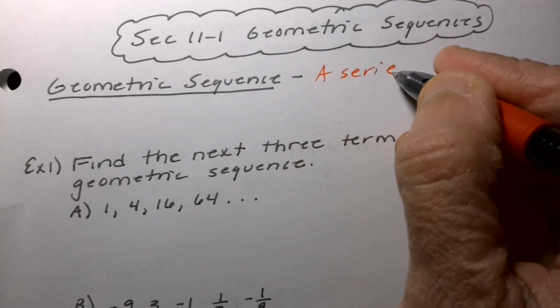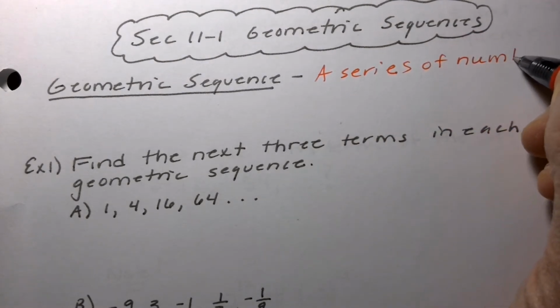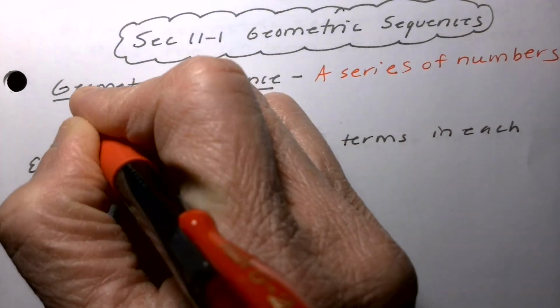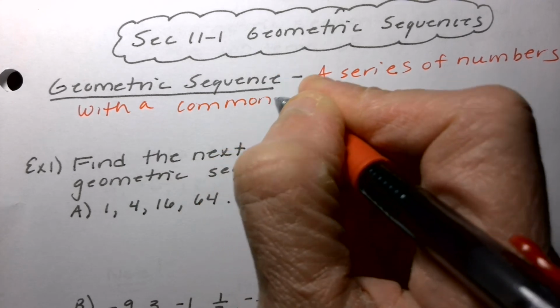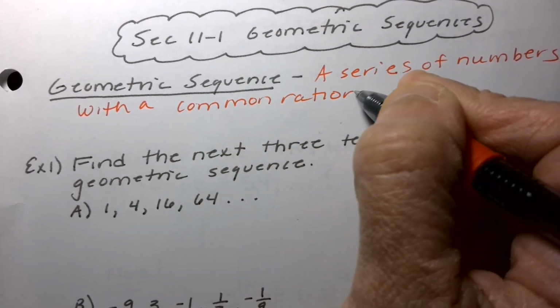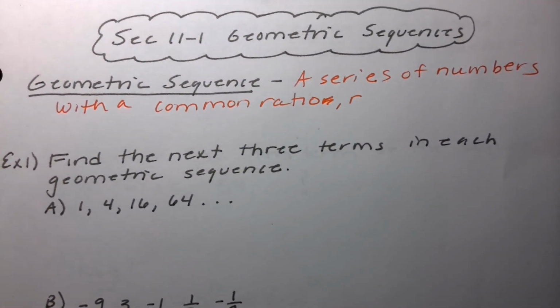A geometric sequence is a series of numbers with a common ratio that we will label R. Now, you should have this note sheet and be filling this out with me. So make sure you locate that either in your note sheets tab if you're from one school, or in Educate with the other school.